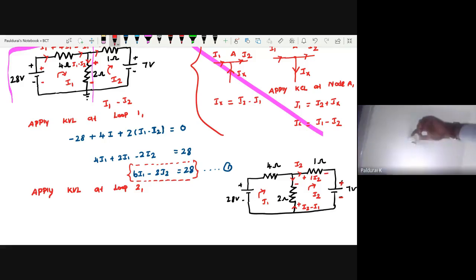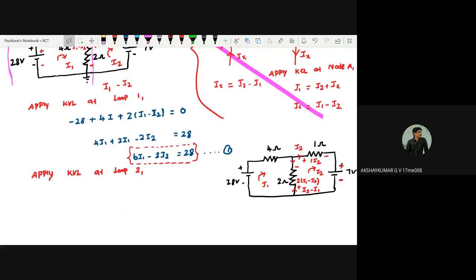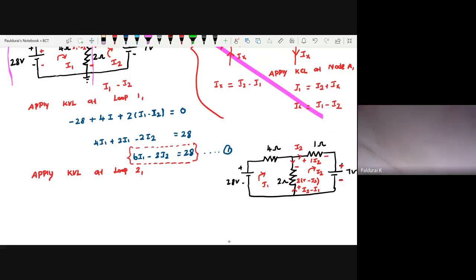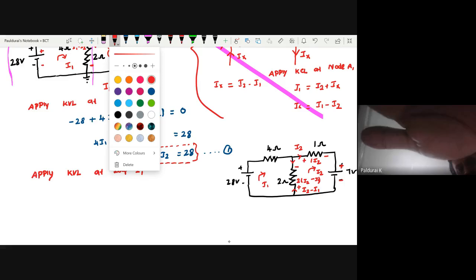Now what is the voltage drop across the 2 ohm resistor as per my polarity? This is plus, this is minus, right? So 2 times I1 minus I2. Got my point? Sir, I2 minus I1, sir. Sorry. So 2 times I2 minus I1. Thank you. Okay, so now can you apply KVL at loop 2? Apply KVL at loop 2.